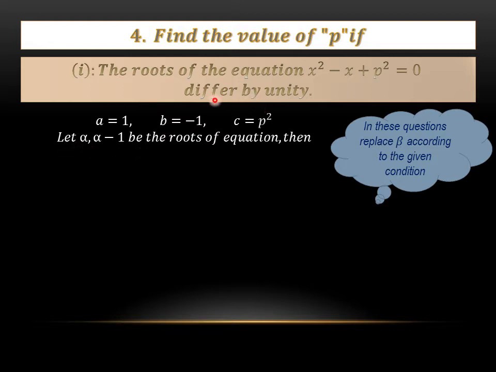If there is differ by 6, I will write the roots are alpha and alpha minus 6. If the equation states differ by 10, I will write the roots are alpha and alpha minus 10. Whatever the number given after the word differ by, I will write it with alpha. So the word is unity, it means 1. So the roots will become alpha and alpha minus 1. Keep that note in your mind that whenever this type of question is given, we will replace beta with the given condition.